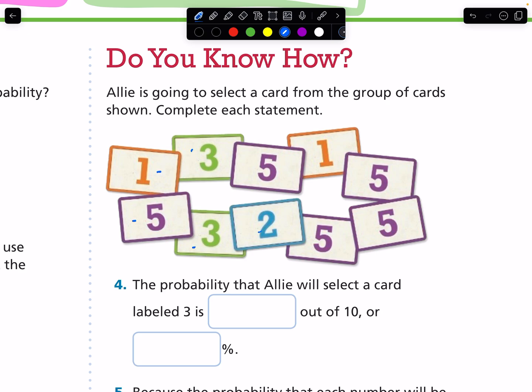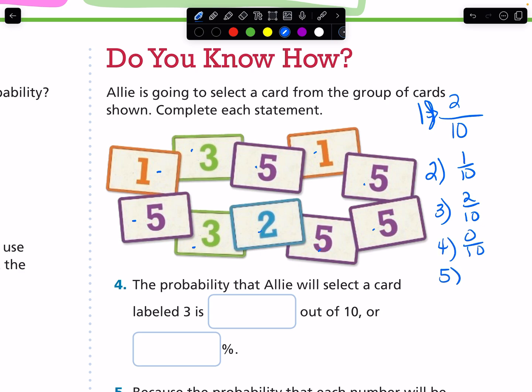But I do need to list myself: 1, 2, 3, 4, 5, 6, 7, 8, 9, 10. There are 10 possible outcomes. In our 1s, you get 2 out of 10. In our 2s, you get 1 out of 10. Our 3s, you get 2 out of 10. And our 4s, you get 0 out of 10. Our 5s, you get 1, 2, 3, 4, 5 out of 10. The probability that Allie will select a card labeled 3 is 2 out of 10, or 20%.